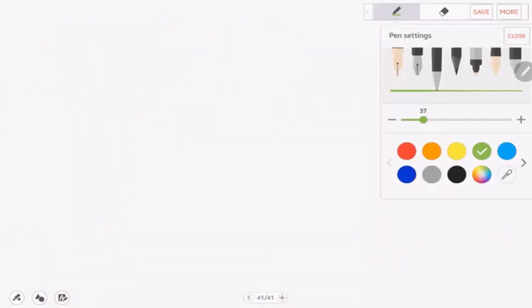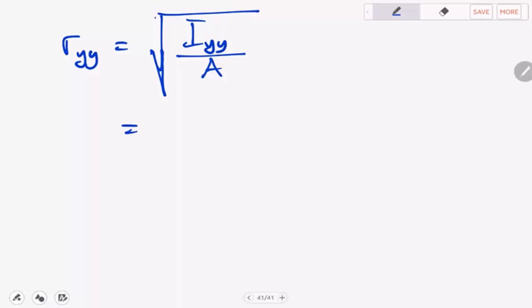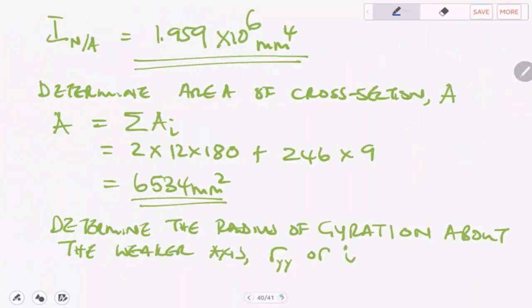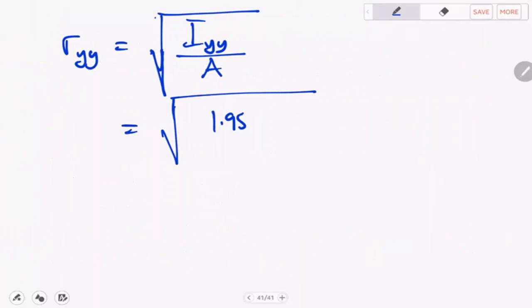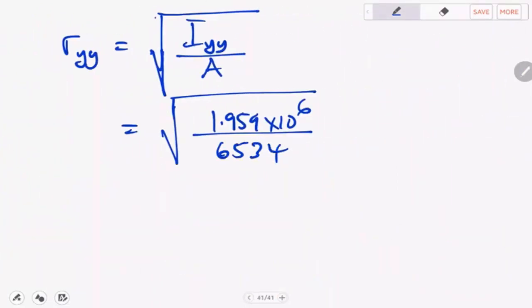ryy will be equal to the square root of Iyy divided by area. The area is under the square root sign. So we have the square root of 1.959 times 10 to the power 6 divided by an area of 6534, and everything under the root sign. If you do it this way, we're going to get the radius of gyration in millimeters.